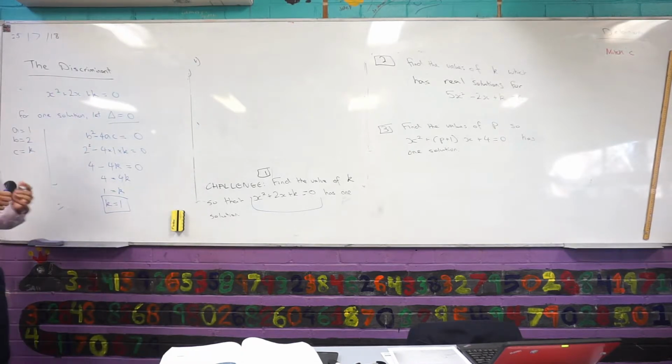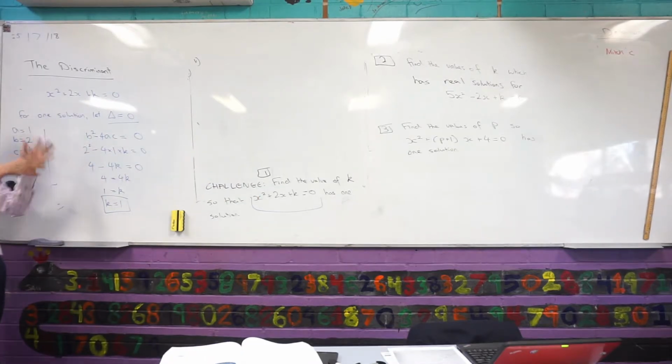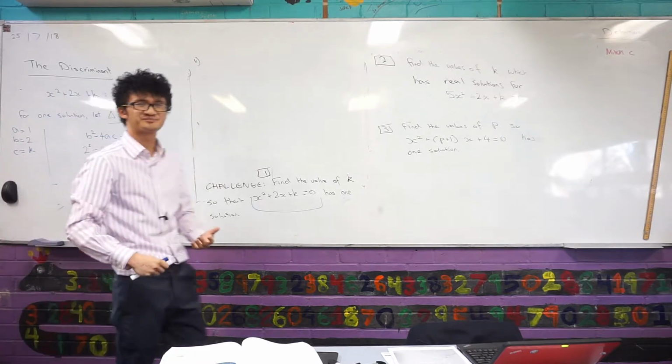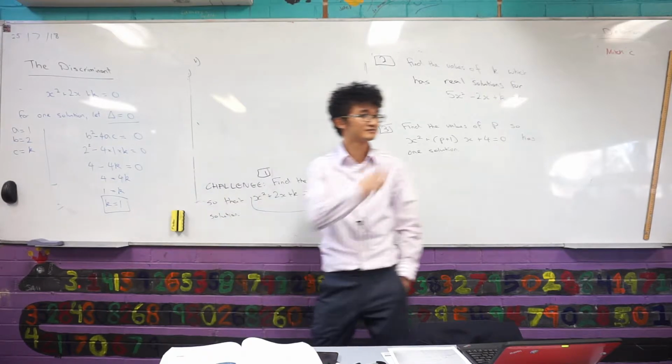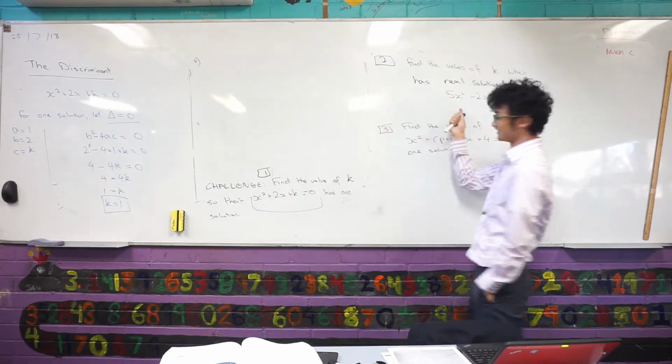So you can see how we went from something that seemed a bit strange, and we just tied all those concepts together. I know that the discriminant equals 0 if there's one solution, and so by solving that, I find that k is equal to 1. Sure. Any questions about that? What if there are 2 solutions? It could be anything positive. Yeah, so that's actually the next question.